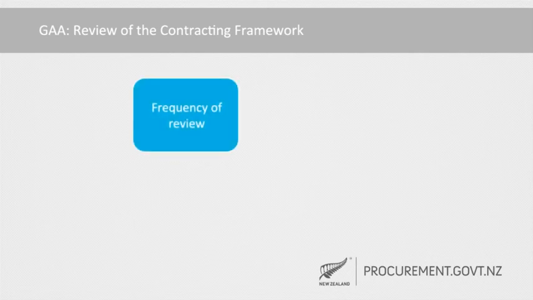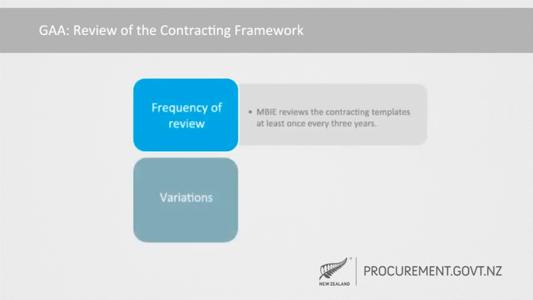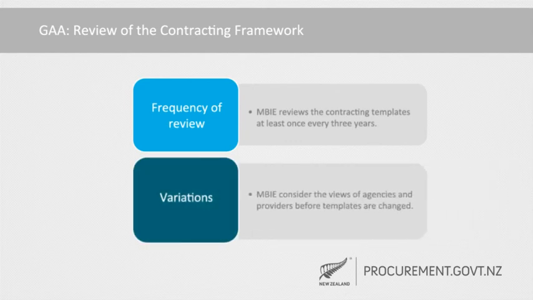MBIE will review the contracting templates at least once every 3 years and will consult with both agencies and a range of providers when doing that review. This is to ensure that the all-important element of co-design of the contracting framework is maintained.